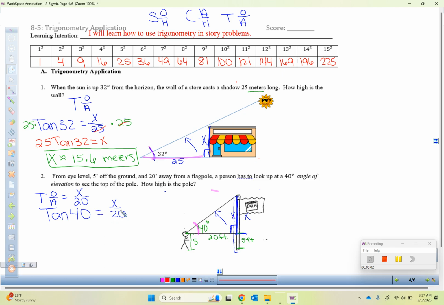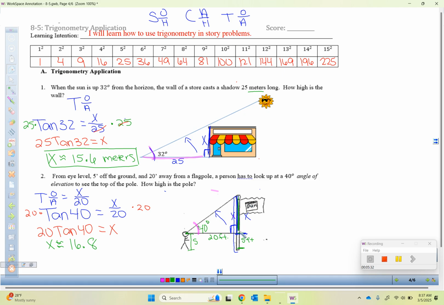Solving for x, you get rid of the denominator. Got to do it to both sides, though. So I'm left with 20 tangent 40 equals x. Is my x by himself? He is. So I just put this in my calculator. And I'm going to put approximately 16.8. What did we say we needed to do?